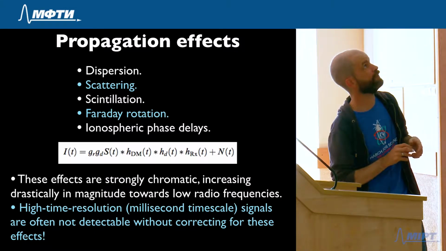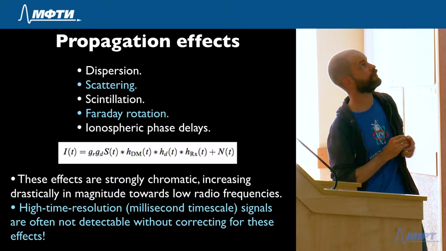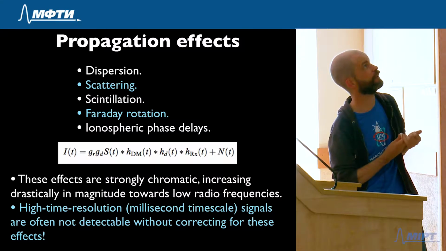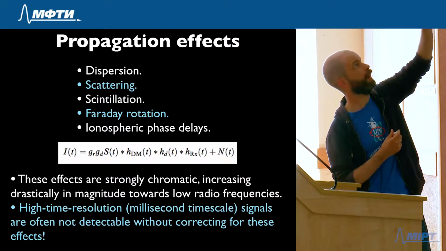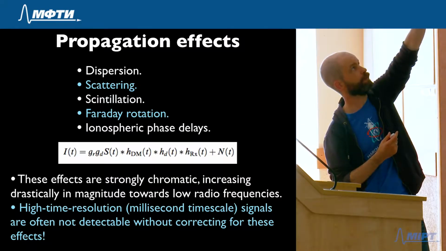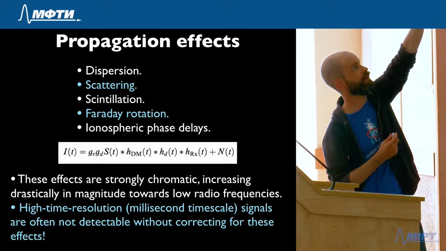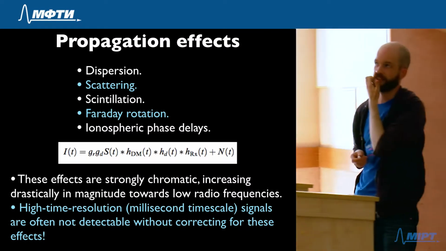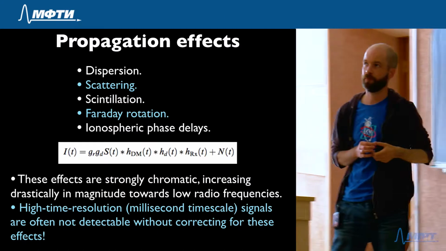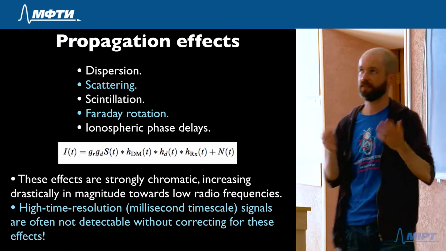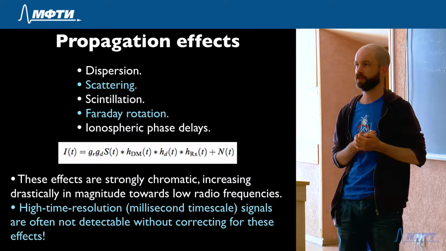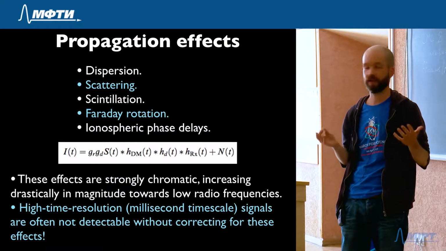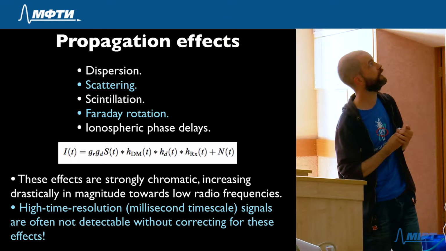So the propagation effects that I'm going to discuss are dispersion, scattering, scintillation, Faraday rotation, and we could also talk about ionospheric phase delays. The important point is, if we look at this simple equation here, S(t) is the intrinsic signal of a source from the emitter. It could be a pulsar, it could be a fast radio burst, it could be some other source. That signal is modulated in time. It's just the brightness of the source as a function of time.